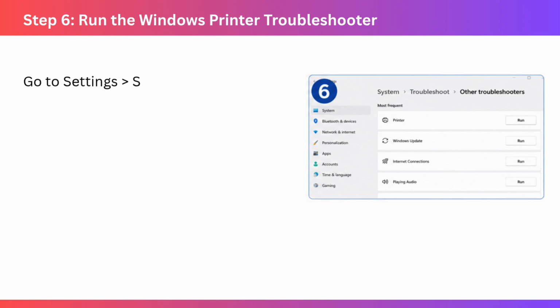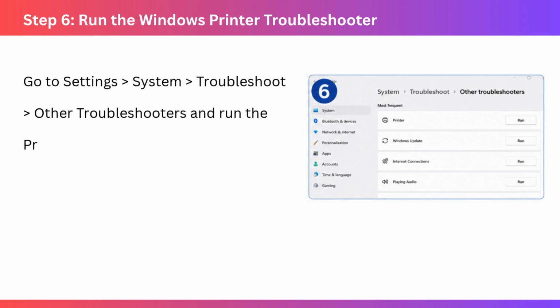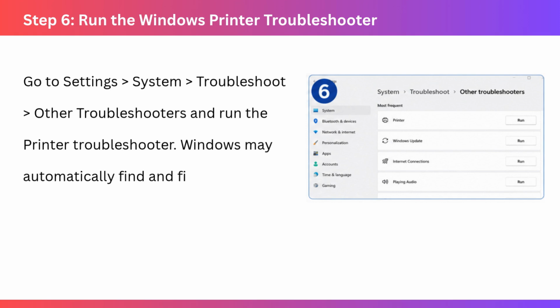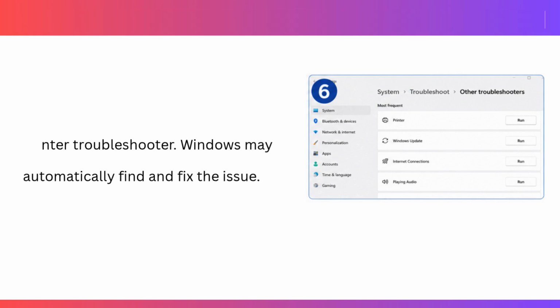Step 6. Run the Windows Printer Troubleshooter. Go to Settings, System, Troubleshoot, Other Troubleshooters and run the Printer Troubleshooter. Windows may automatically find and fix the issue.